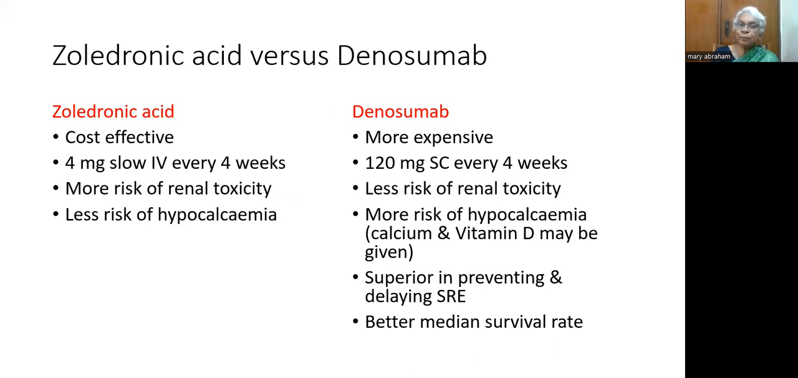Whereas denosumab is more expensive. It's given subcutaneously in a dose of 120 mg every 4 weeks. There is less risk of renal toxicity, but you have to monitor the calcium levels, and we may have to give calcium and vitamin D. It is superior as compared to bisphosphonates in delaying the skeletal-related events. And it has also got a better median survival rate.